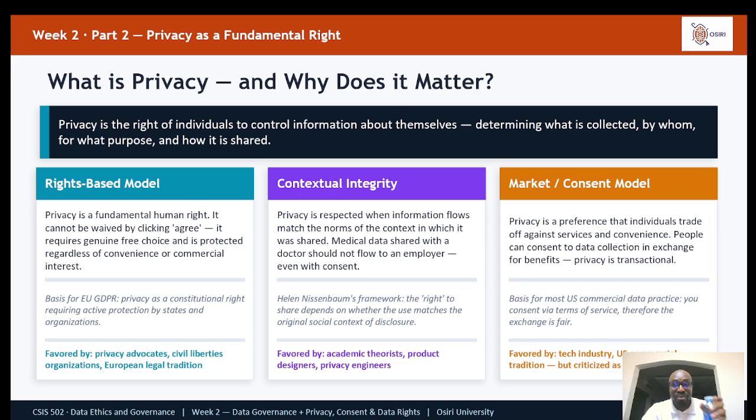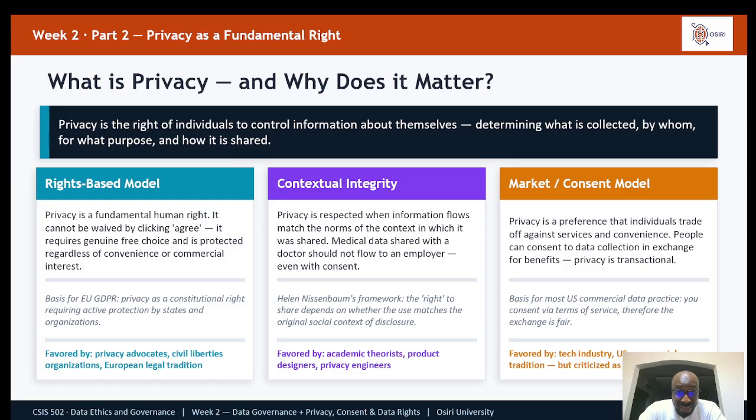So what actually is privacy? Privacy is the right of individuals to control information about themselves. Under data, we are saying that privacy helps you to determine what is collected, by whom, for what purpose, and how data collected about you is shared.